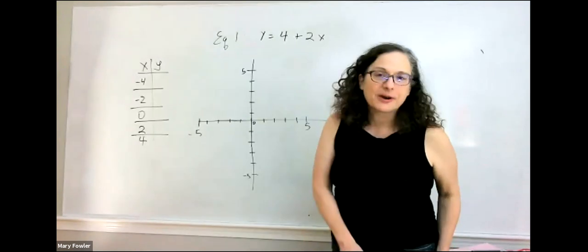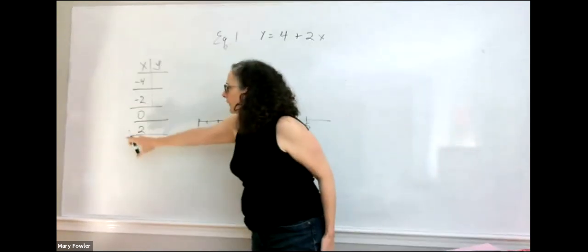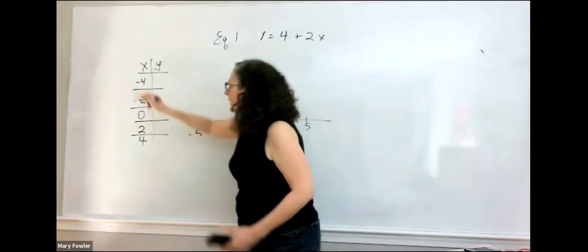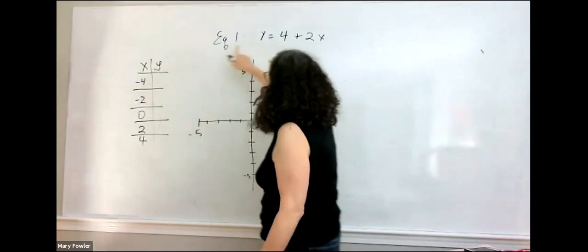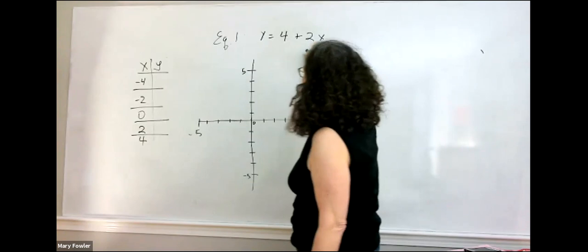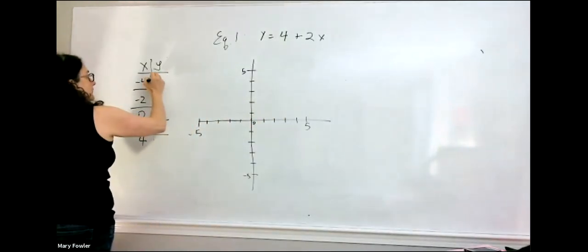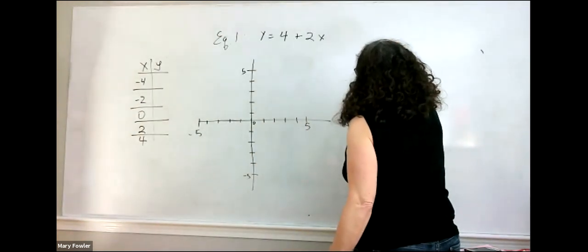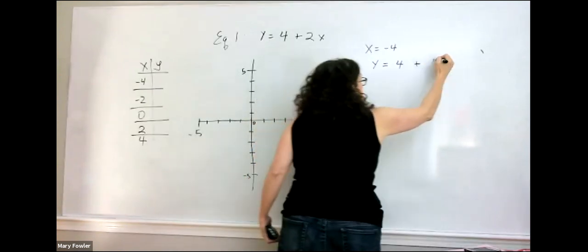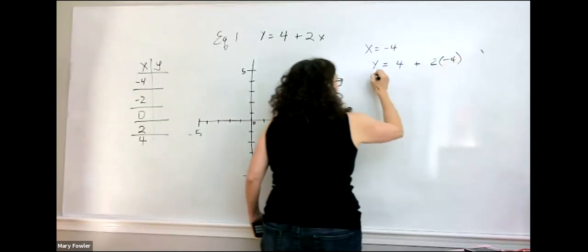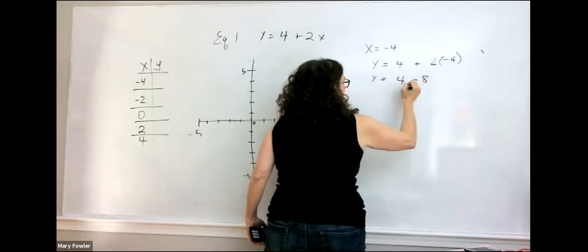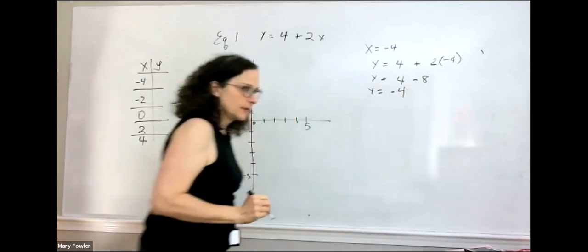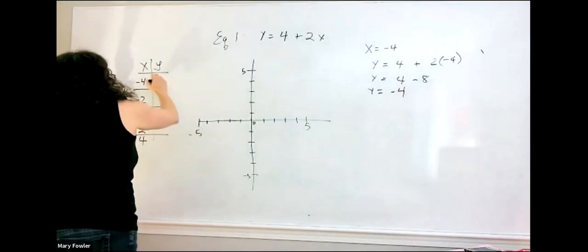Okay, so I just transitioned the problem over to the whiteboard. I just put up the X values. I want to make sure everybody can find the Y values. So if X is -4, then we substitute into this equation, Y equals 4 plus 2X. When X equals -4, Y is equal to 4 plus 2 times -4, which is 4 minus 8, so Y equals -4. All right, so we got -4.